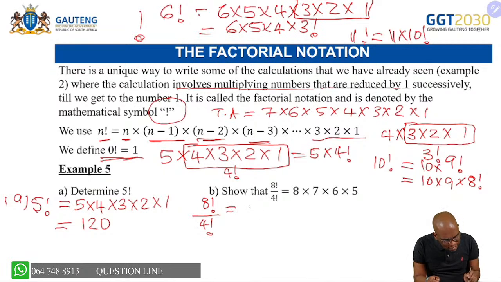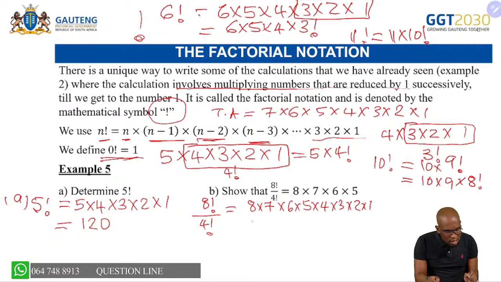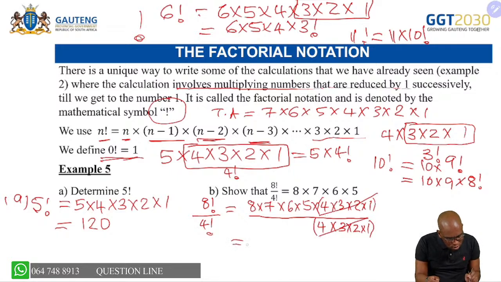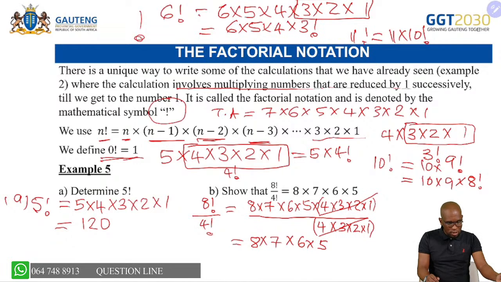8 factorial is 8 times 7 times 6 times 5 times 4 times 3 times 2 times 1. That is 8 factorial. What about 4 factorial? It is 4 times 3 times 2 times 1. So this whole part here and this whole part in the denominator are going to divide out. You'll be left with 8 times 7 times 6 times 5, which is what they actually wanted you to prove.